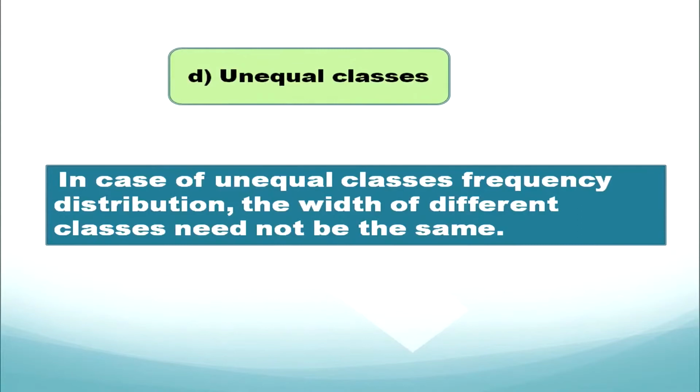Now, we can discuss unequal classes. As the word suggests, in case of an unequal class frequency distribution, the widths of different classes need not be the same. So, it may happen that for the first class the class interval is 5, for the next class the class interval is 5, but for the next class the class interval is 10. Such a case is known as unequal classes.